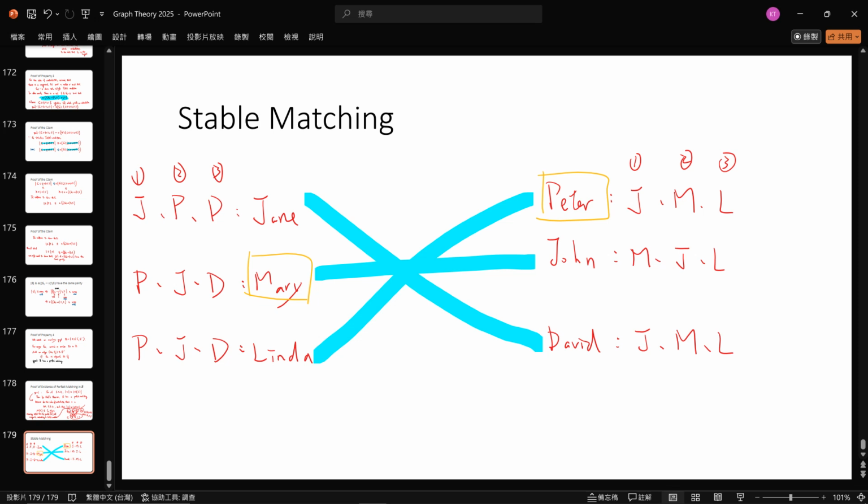Similarly for Peter, Peter is matched to Linda in this matching. Linda is his last choice, and Mary is Peter's second choice. So once again you can see that Peter prefers Mary to Linda. So whenever you have a pair that is not matched according to your matching, yet they prefer each other to their partner in the matching, we say that this is an unstable pair.